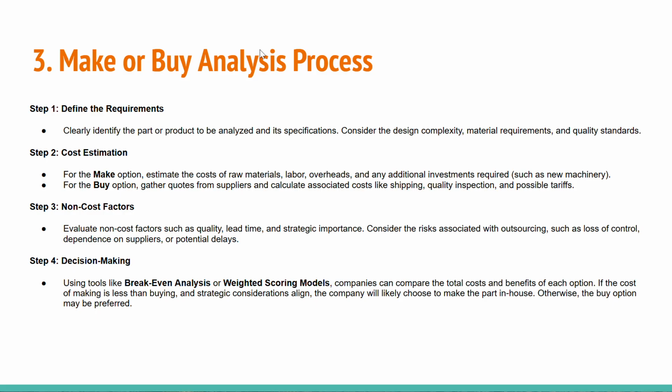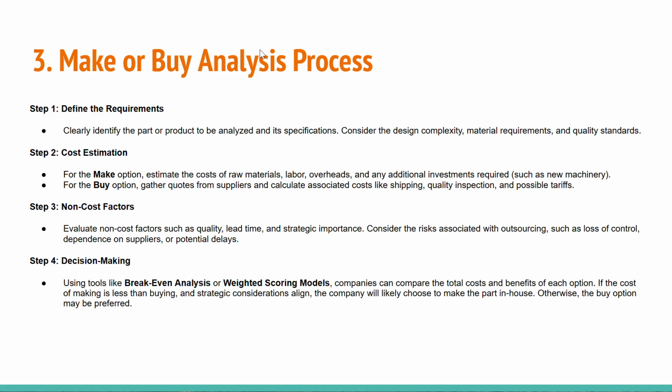Step 2 is cost estimation. For the make option, estimate the cost of raw material, labor, overheads, and any additional investment required, such as new machinery. For the buy option, gather costs from the supplier and calculate associated costs like shipping, quality inspection, and possible tariffs.